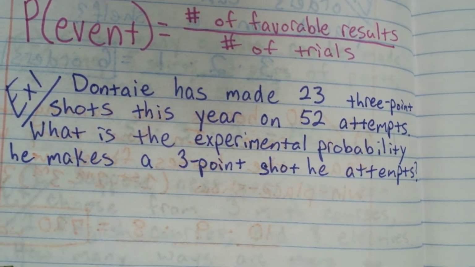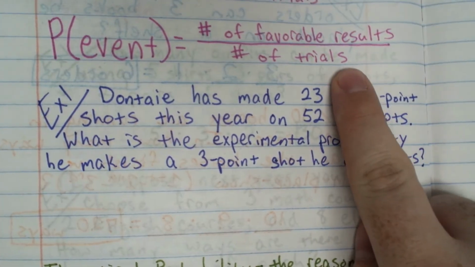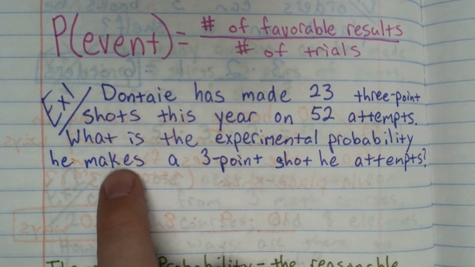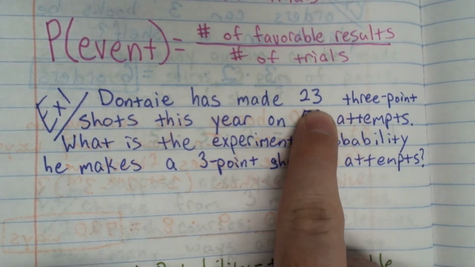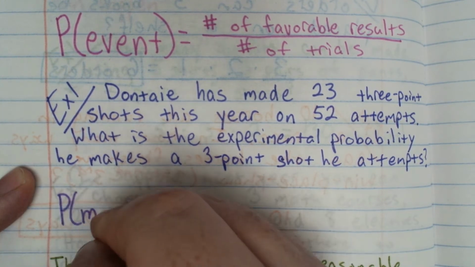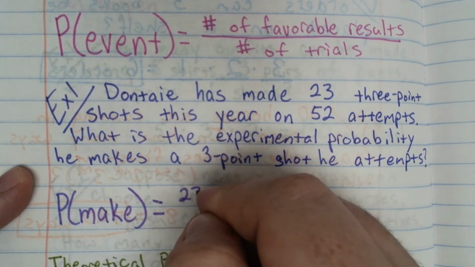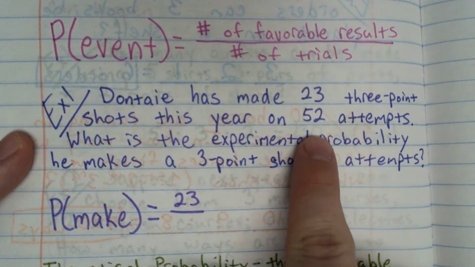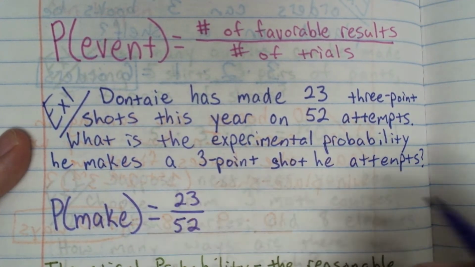So there are a couple of ways that we look at probability. First, of course, is this fraction up here. So the number of favorable results. We want to know the probability he makes a three. The number of times he has done that is 23 times. So we would say the probability he makes it is 23 out of the number of trials. He attempted to make the shot 52 times. Not all of them went in, only 23 of them did.